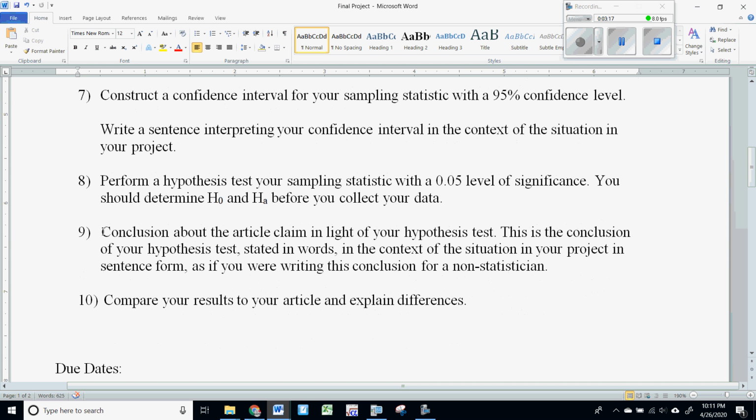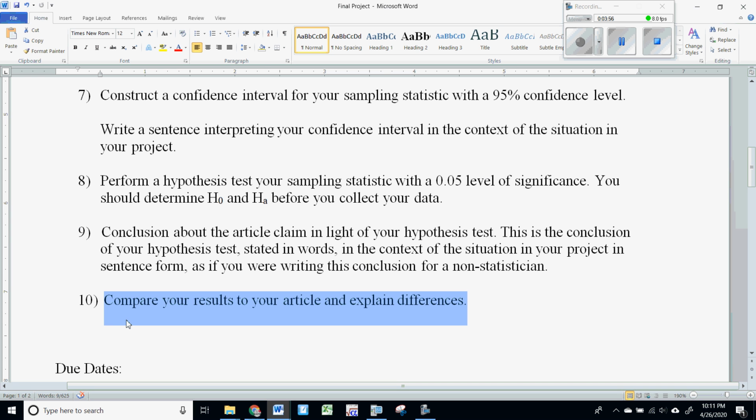On slide 9 is your conclusion about the article. This is the sentence that we write, as it says here, for non-statisticians. Say there is not enough evidence to support whatever your claim is. And then your final slide, slide number 10, compare the results of your article and explain the differences. If it works out that your statistics match what you found, great, just say that. If it's different, just explain why you think it may be different.